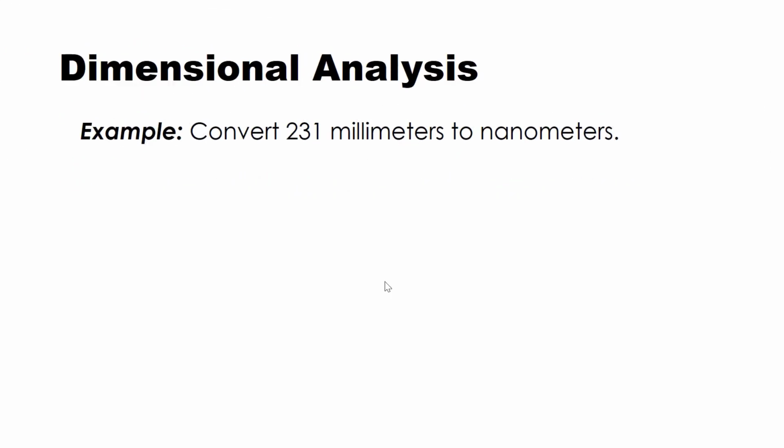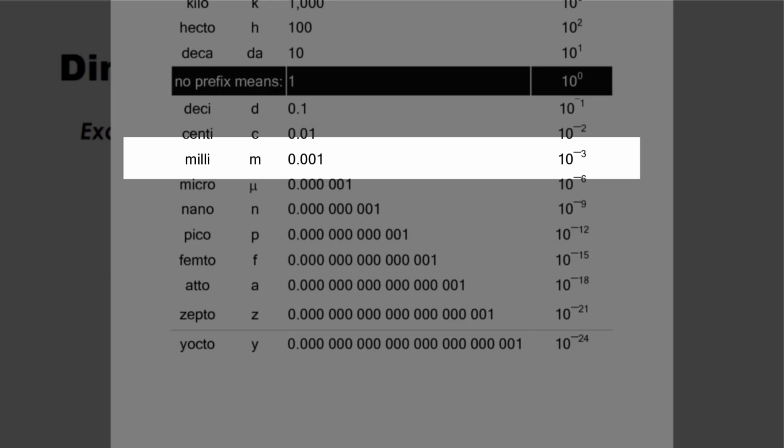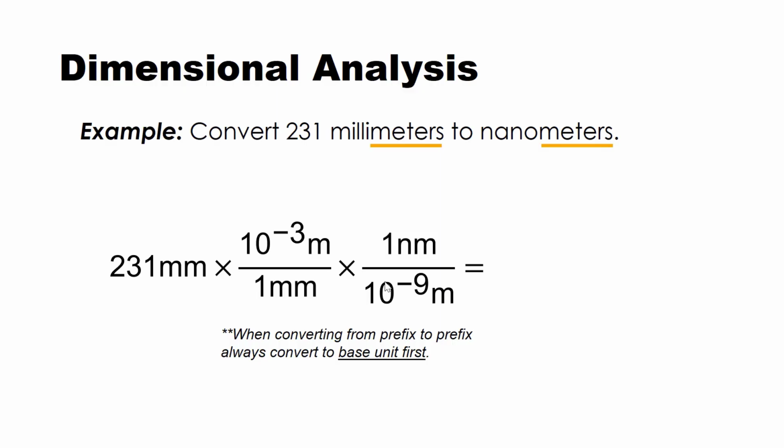Okay, another example. Convert 231 millimeters to nanometers. Here we're going from one metric prefix to another. When we do that, I want you to go back to the base unit. So we're going to take 231 millimeters, and the base unit is meters. The conversion factor, if you look back at that chart, is 10 to the negative 3. 10 to the negative 3 meters goes in the numerator, and then millimeters in the denominator, so that millimeters cancels.